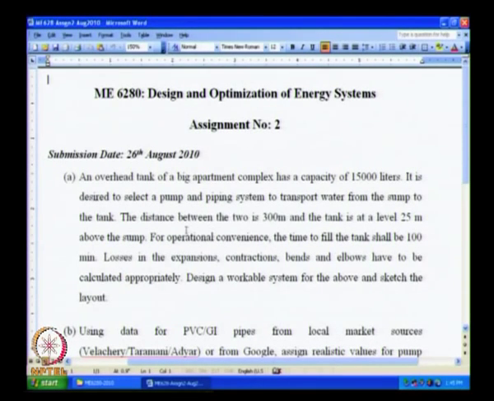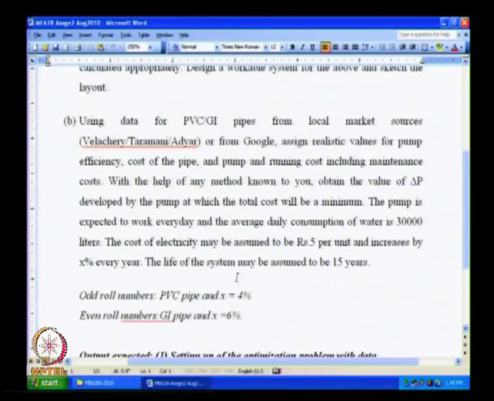And now using data for PVC, GI pipes from local market sources, it could be anywhere, or from Google, assign realistic values for the pump efficiency, cost of the pipe and pump and running cost including maintenance cost. With the help of any method known to you, obtain the value of delta P developed by the pump at which the total cost will be a minimum. The pump is expected to work every day and the daily consumption is 30,000 liters.